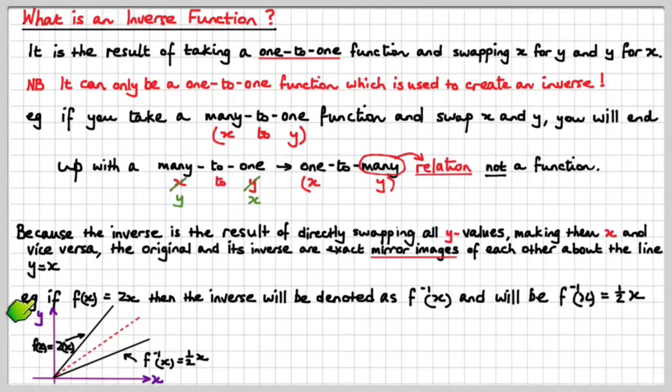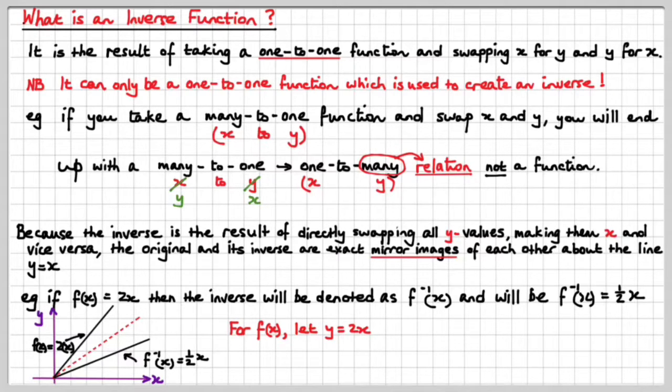For example, if f of x was 2x, then the inverse would be denoted as f to the minus 1 of x. That's the notation that you use: f of x for the original, and f to the minus 1 of x is a half x. Now, there's the original, 2x, there is the inverse, which is a half x, which is the mirror image of the original function about the line y equals x, you see?